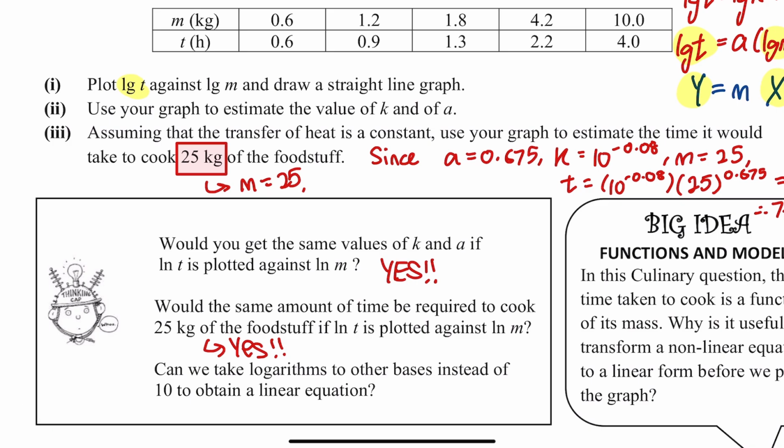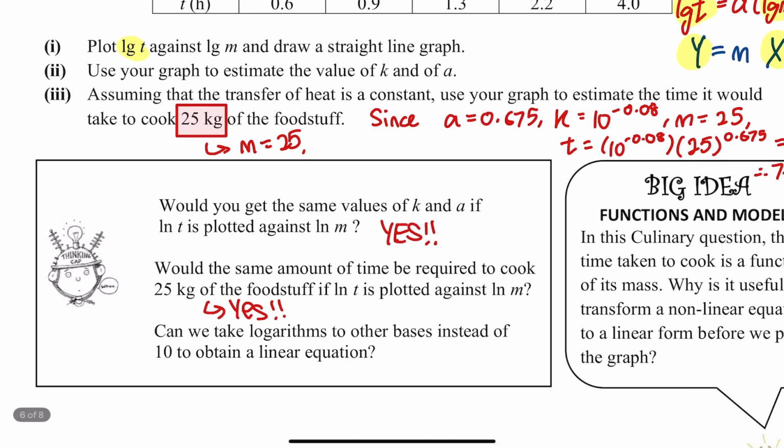And if you take log to other bases, instead of ln which is log base E or log which is log base 10, you can also do that, but it will become very hard because you may find it very hard to calculate this in your calculator. That is why we usually use log base 10 or ln which is log base E. All this can be easily calculated in your calculator.